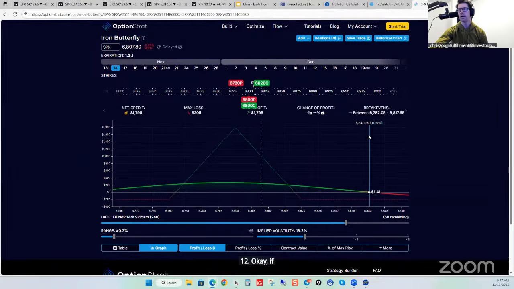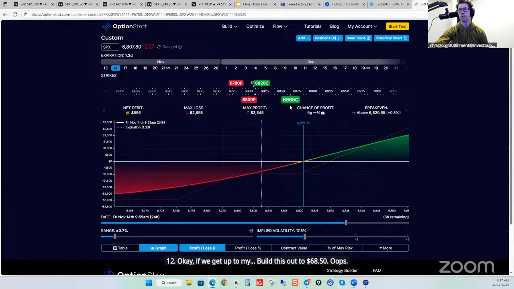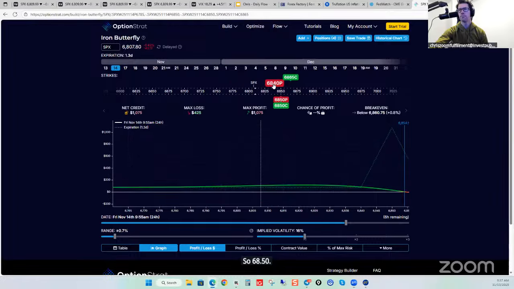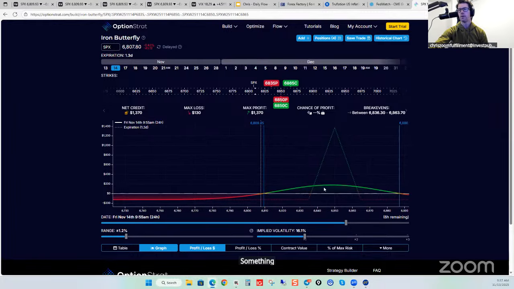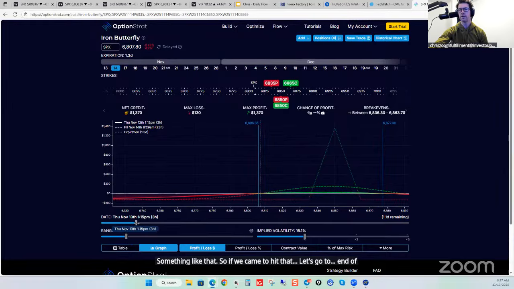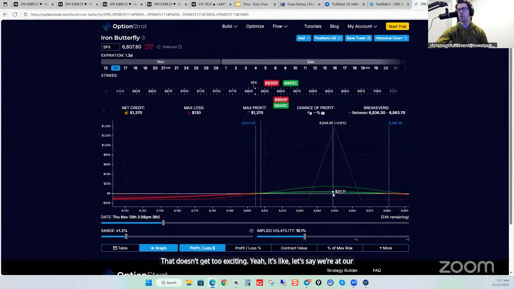Okay. If we get up to my, build this out to 68.50. So 68.50. Then it went 15. Something like that. So if we came to hit that, let's go to end of the day today. So if we go to 4 p.m. today, that doesn't get too exciting. Let's say we're at our profit trap by the end of the day, we're up $30.